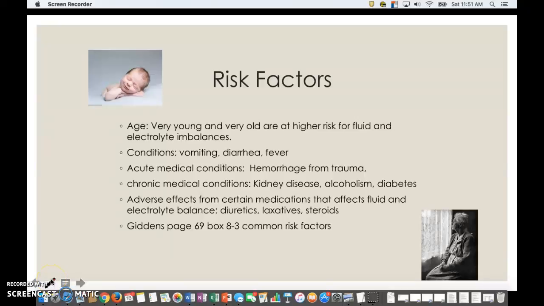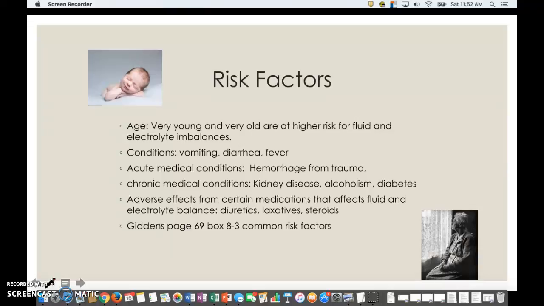We're talking about fluid and electrolytes part two, and this is the second video. So we're going to just dive right in now to risk factors. We talked about these last semester. This is a slide from that. I just wanted to go over why the very young and the very old are at higher risk.